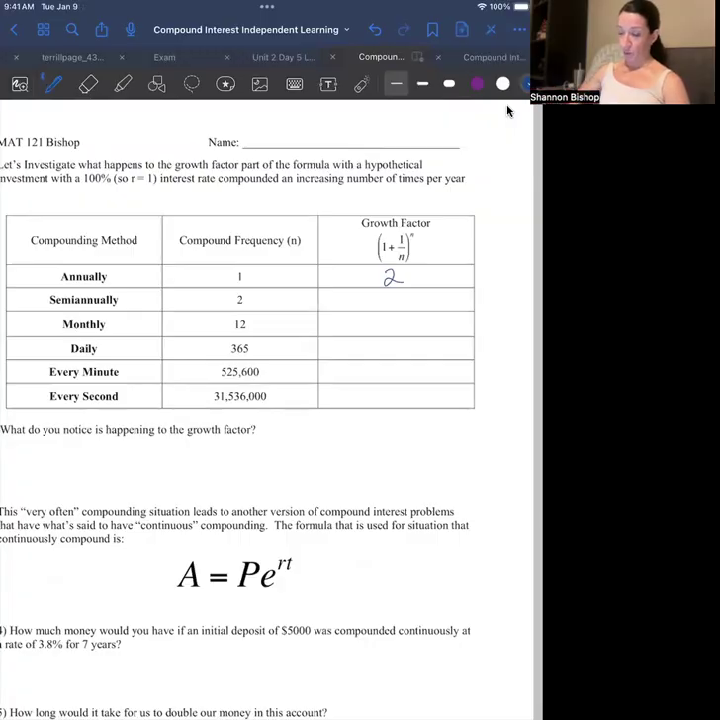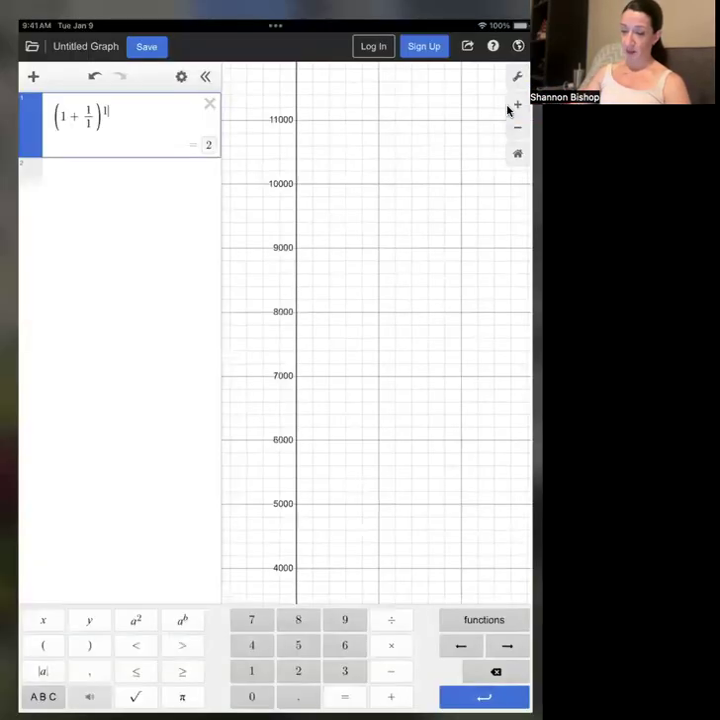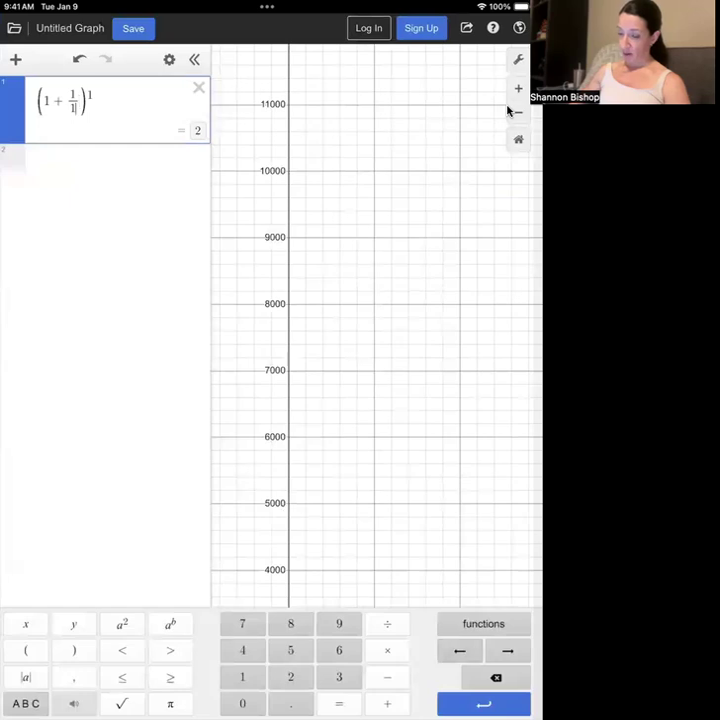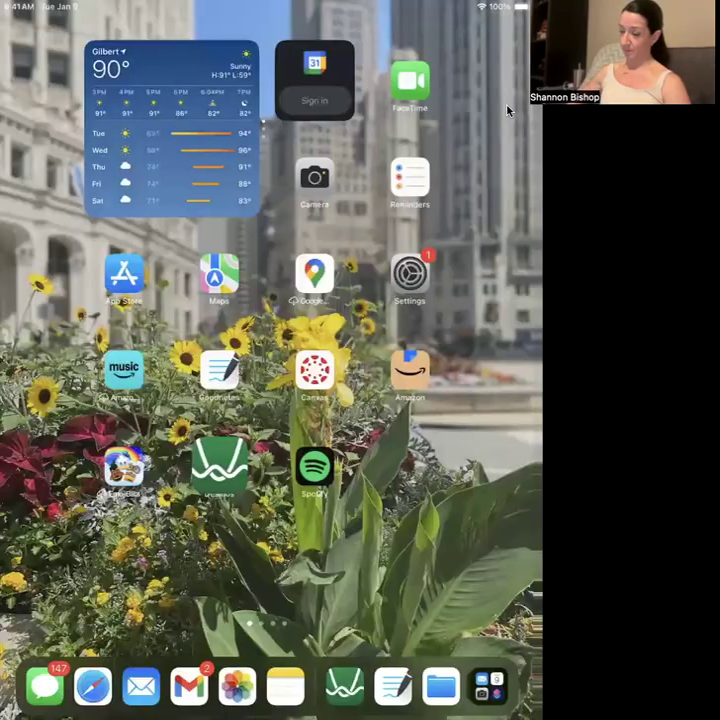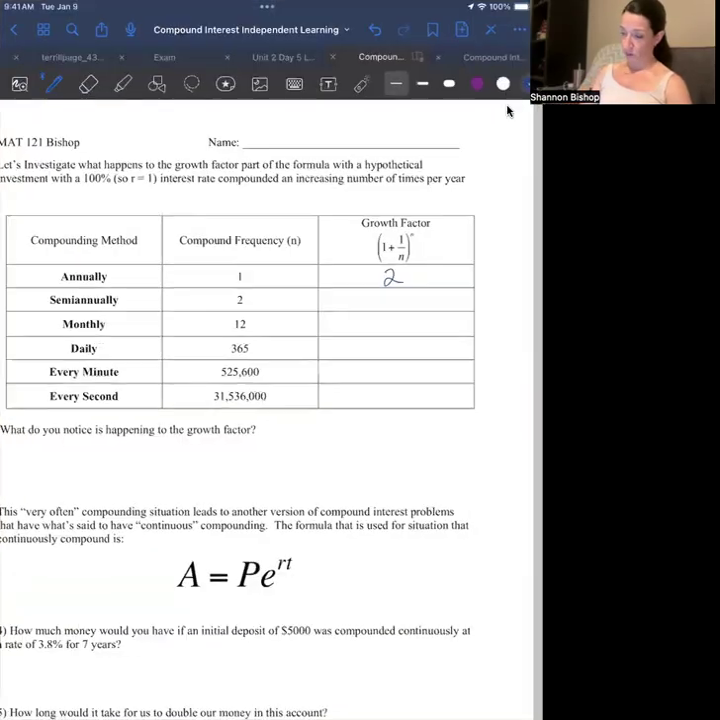Okay. But then what if it's semi-annual? So if it's semi-annual, then the denominator is a 2, and so is the exponent. So now it's 2 and a quarter.